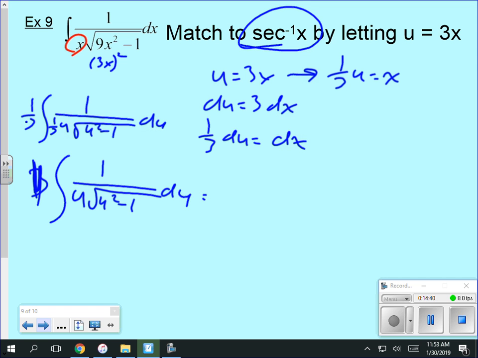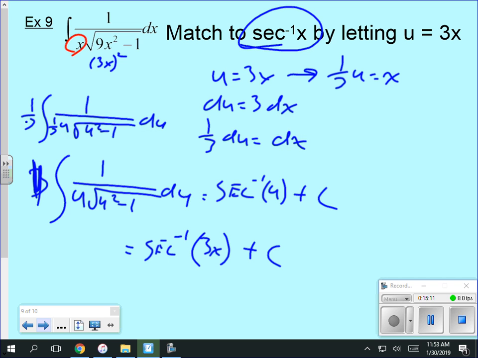So this gives me the secant inverse of u plus c, because the derivative of the inverse secant is 1 over u times the square root of u squared minus 1. And this is where if you know your derivatives, your antiderivatives work well. Equals the secant inverse of 3x plus c.